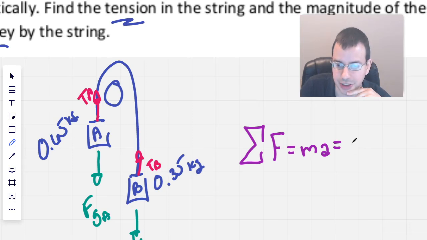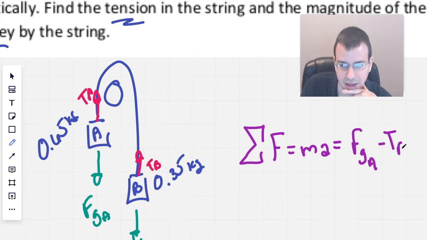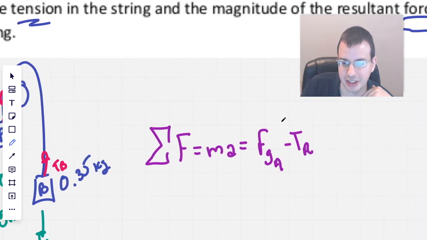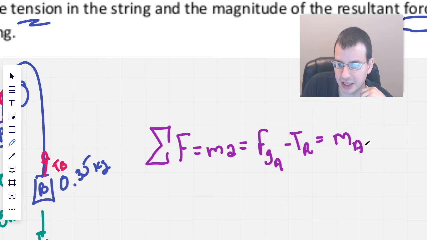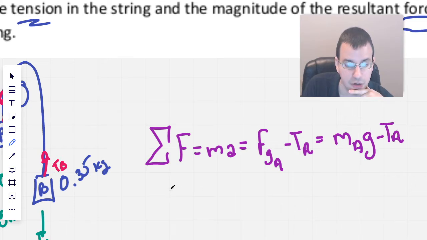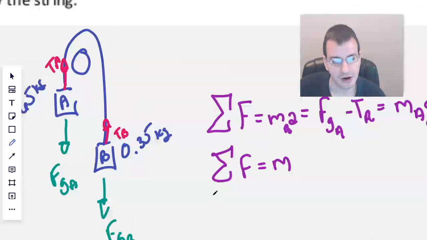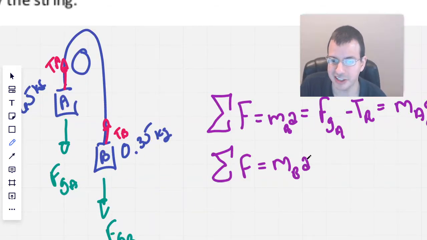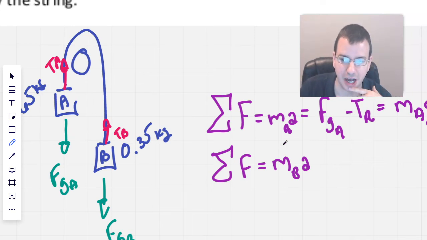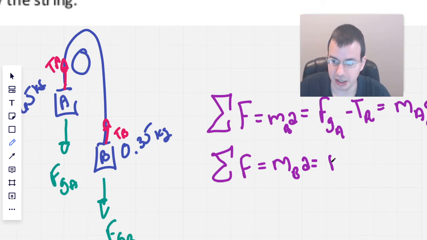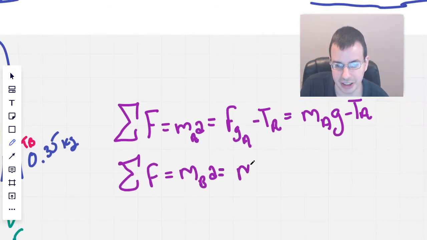In this case, the sum of all forces will be force gravity A minus tension A. And then I can write this again as mass of A times gravity minus tension of A. We'll do the same thing for B. So this will be mass of block A times acceleration of A. And then we do mass of block B times acceleration of B. The acceleration of A and B will be the same because they're attached by a string which is taut, meaning there's no slack in it. Tight. So force gravity B minus tension B. So I'll do mass block B times gravity minus tension B.